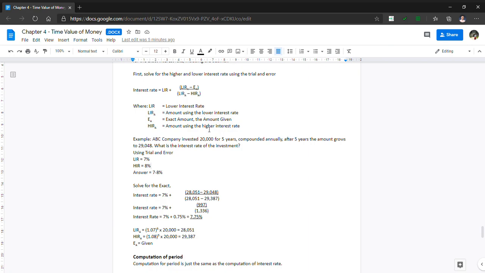So, in order to compute for the exact amount, you need to use this formula. Right? So, let us compute. Yung amount na nakuha natin using the lower interest rate, in this case 7%, is 28,051, less the exact amount na gusto natin, which is 29,048. Tapos, divided by 28,051, the amount that we got using the lower interest rate, less yung amount na nakuha natin using the higher interest rate. So, yung higher naman is 29,387.